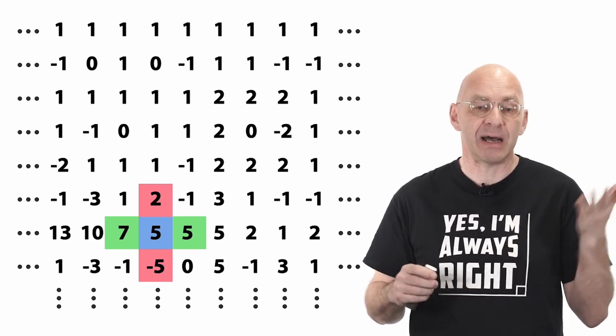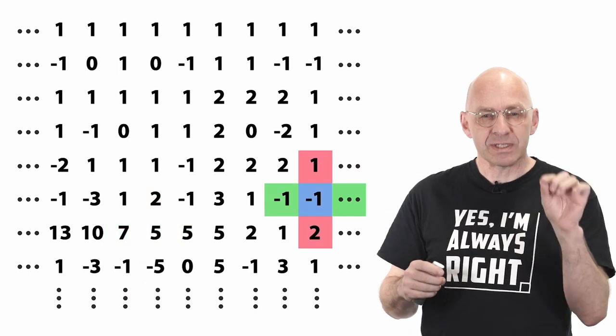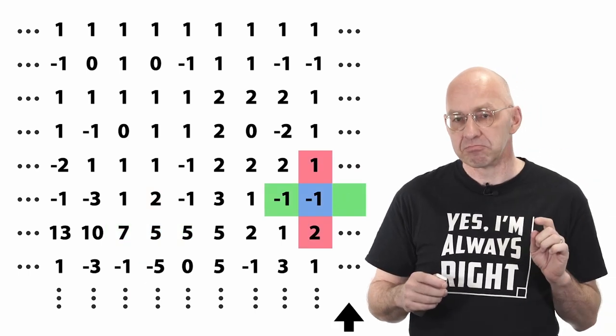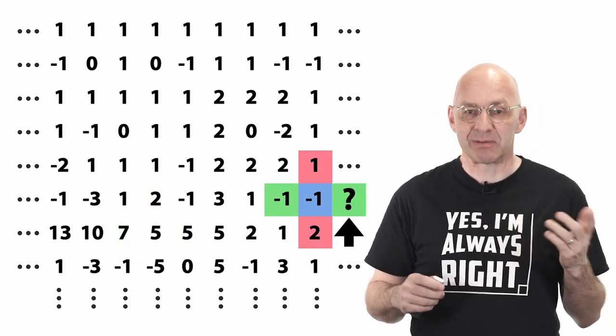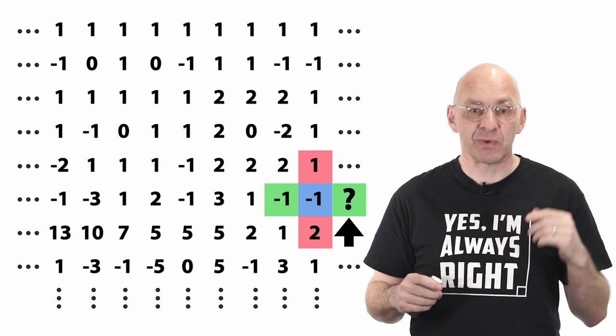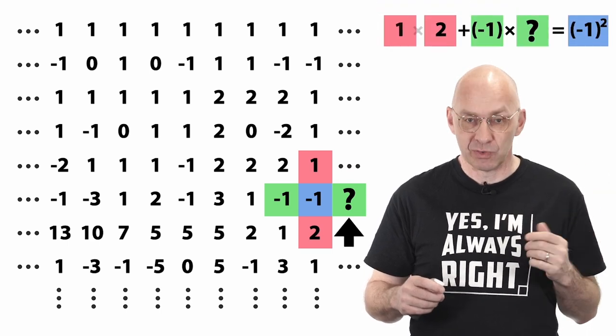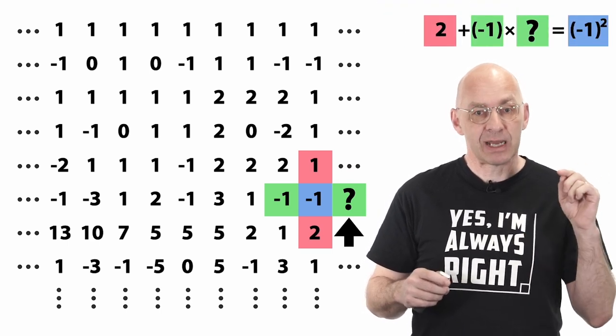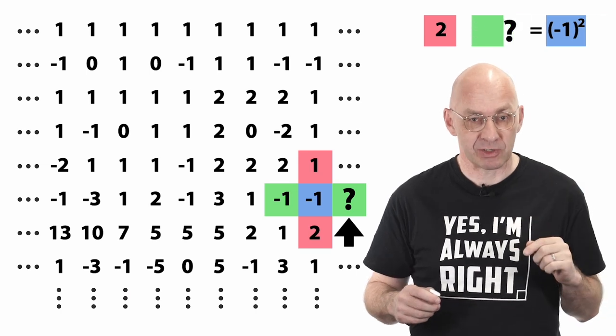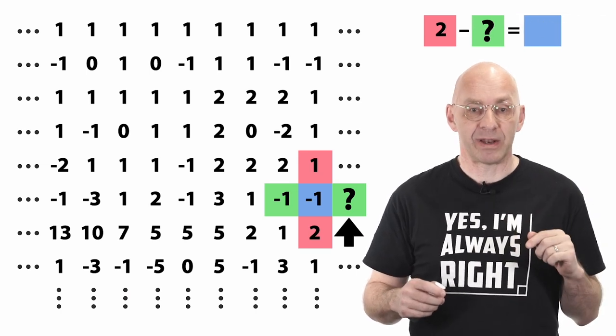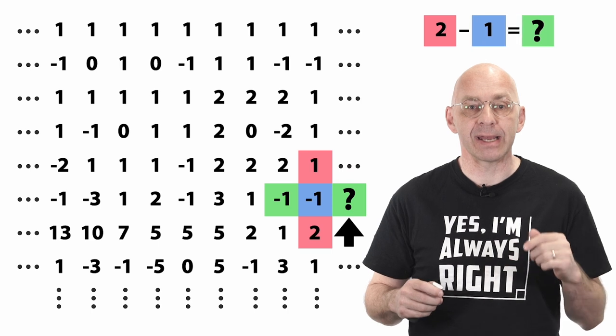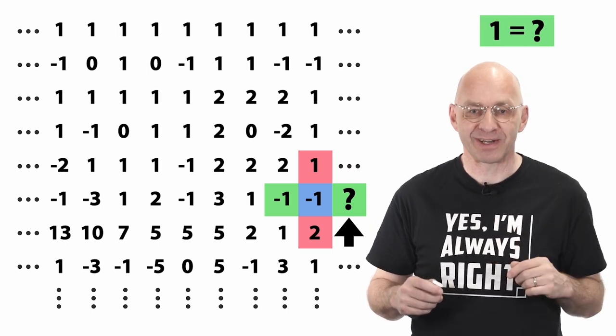Now, using this fundamental number wall rule, we can figure out how this patch in front of us continues beyond what's displayed. For example, here, what's that green number on the right? Easy. Red times red plus green times green equals blue squared. Red times red is 2. Green times question mark is minus question mark. Minus 1 squared is 1. Solve for the question mark and there, our question mark is a 1.